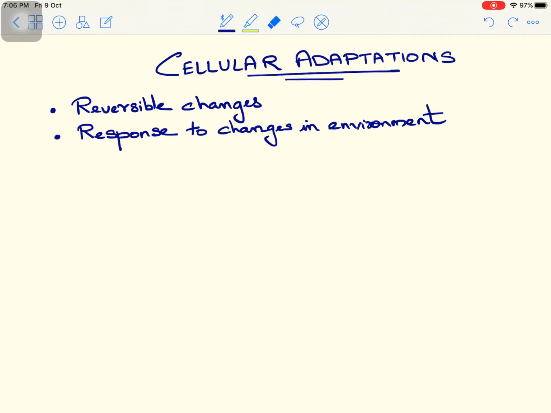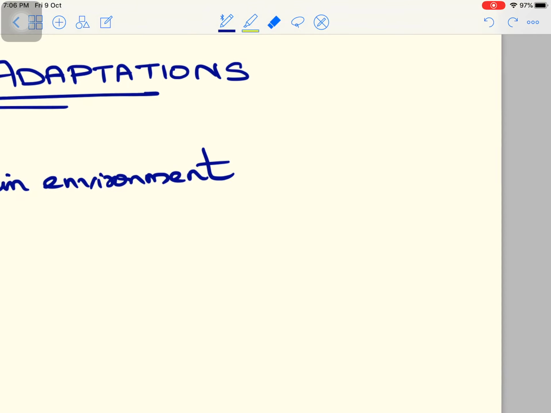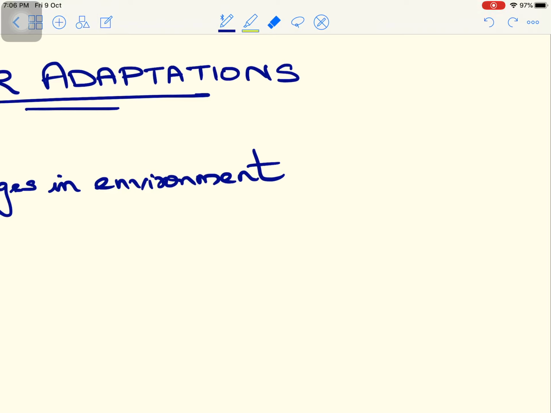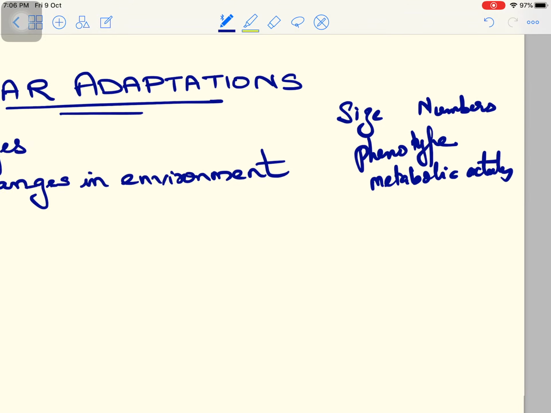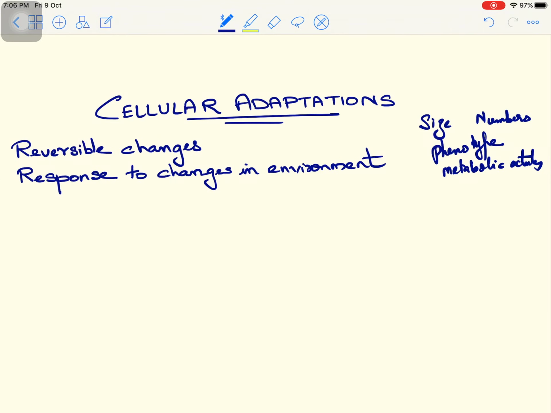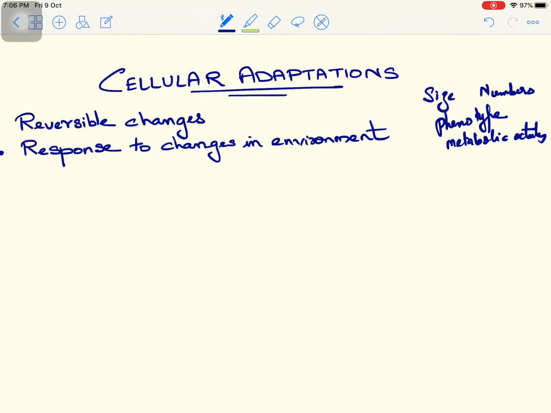Similarly, cells will adapt to the changes or the stresses that the environment provides them, and these adaptations can be in the form of increasing in their size or their numbers, or it can be changing their look, that is what you call the phenotype, or it can be by increasing or decreasing their metabolic activity and so on. So that is how they're changing their functions. So that is how a cell adapts. Now the different types of adaptations are hypertrophy, hyperplasia. We'll come to that. First we'll go to hypertrophy.